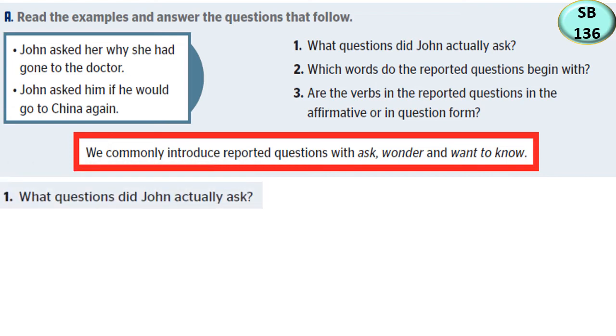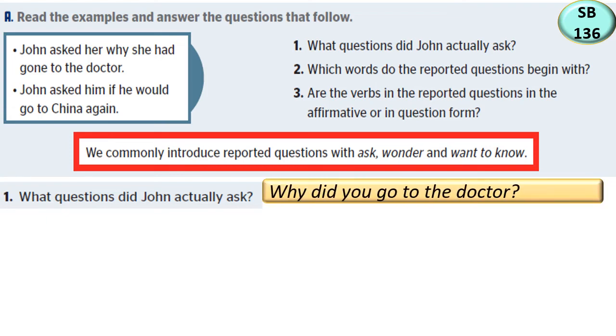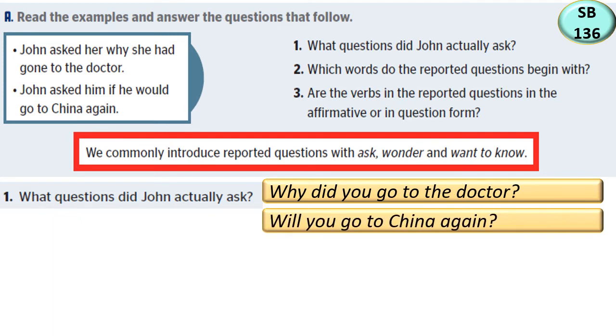The first question, what questions did John actually ask? In the first sentence, the direct question was, why did you go to the doctor? The second question, will you go to China again? You note that the first one is a WH question and the second one is a yes-no question.